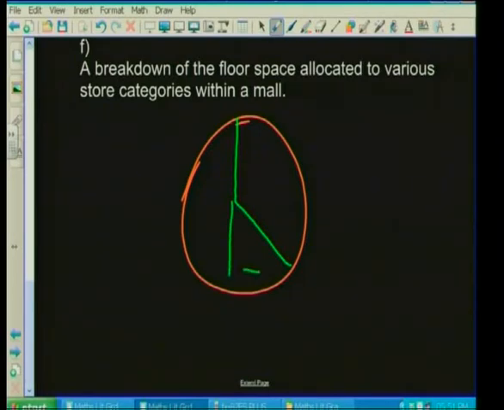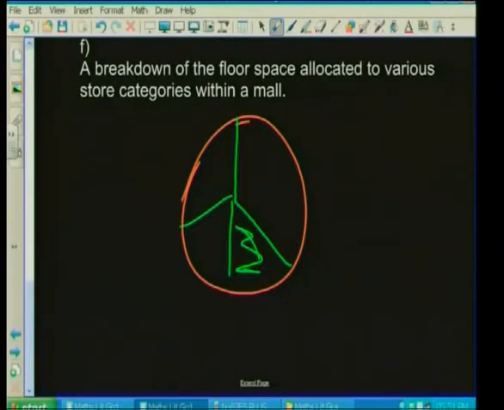This little bit here is going to be the amount of floor space allocated to clothing. This little bit here might be allocated to food. This little bit over here might be allocated to sporting goods. And this little bit over here might be allocated to cosmetics or something weird and wonderful like that. Okay? But you've got a whole floor space and we're breaking it up into different segments.